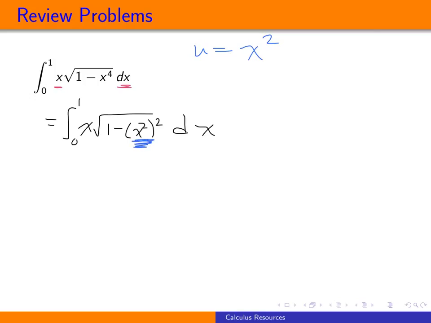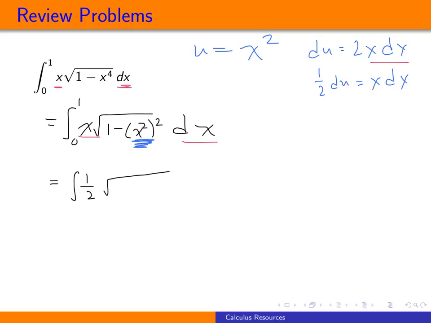So when u is x squared, du is 2x dx. And my original integral does have an x and a dx right there. It doesn't have a 2, so I'll divide both sides by 2. And I'll obtain 1/2 du is equal to x dx. Making those appropriate replacements, we get the integral. The x and the dx get absorbed into the 1/2 du, so we have a 1/2, and we have the square root of 1 minus u squared times du.